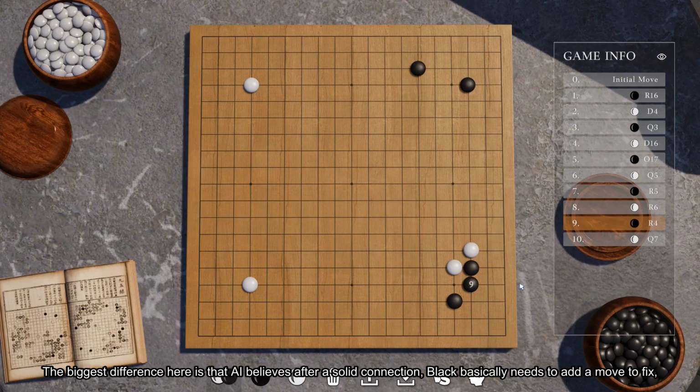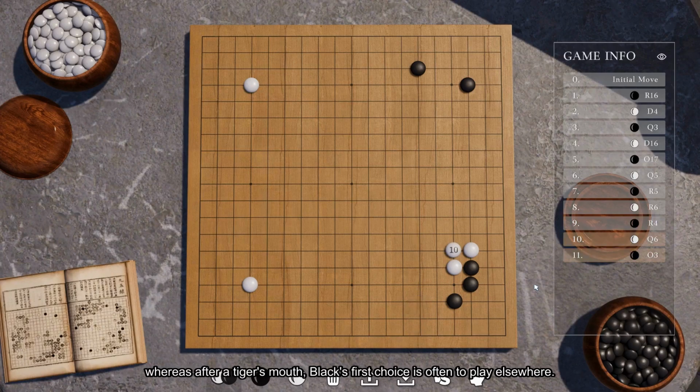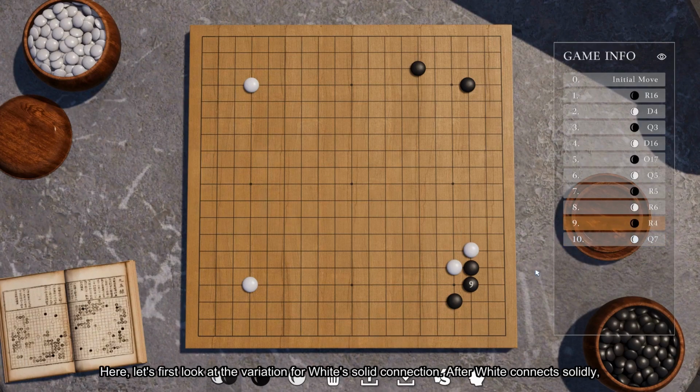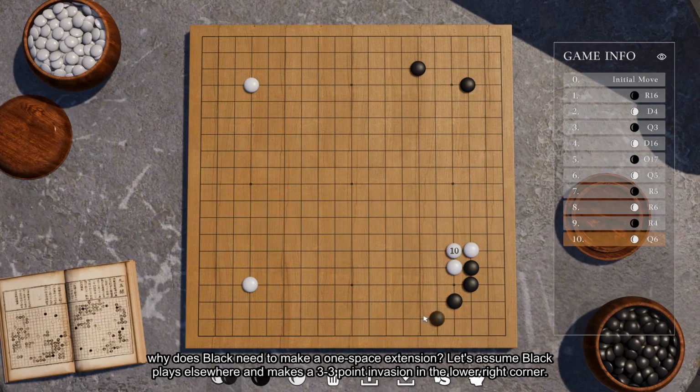The biggest difference here is that AI believes after a solid connection, black basically needs to add a move to fix. Whereas after a tiger's mouth, black's first choice is often to play elsewhere. Here, let's first look at the variation for white's solid connection. After white connects solidly, why does black need to make a one-space extension?